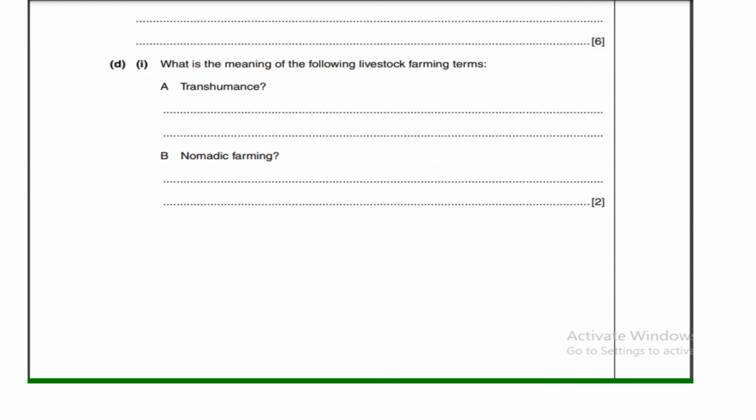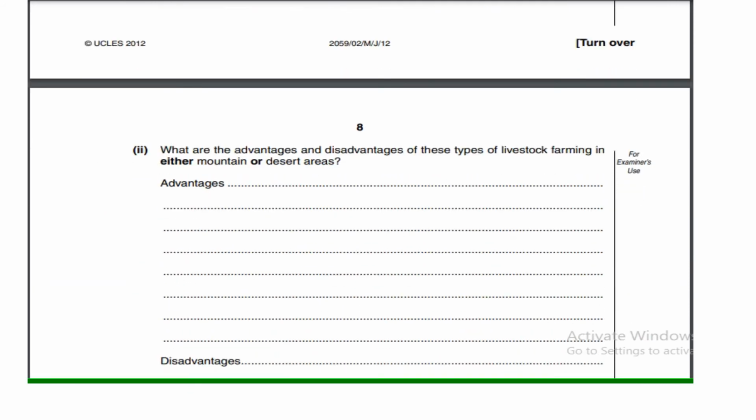Next part here, what is the meaning of the following terms in livestock farming? First is transhumance. Please write a proper definition. What do they do? Why do they move? Please remember, this is seasonal movement. Then nomadic farming, which again we have referred to in one of the previous chapters.